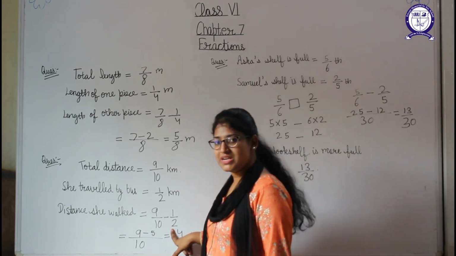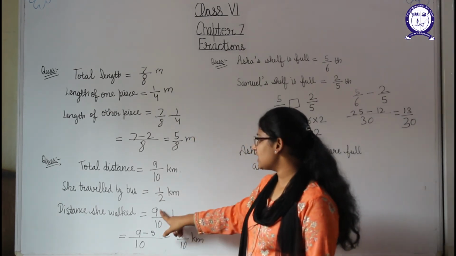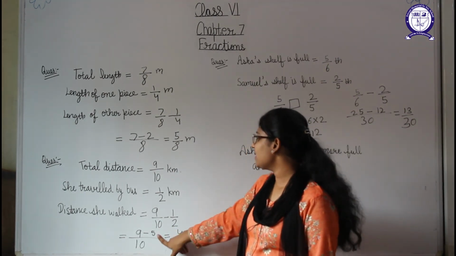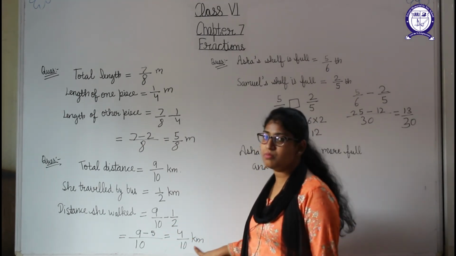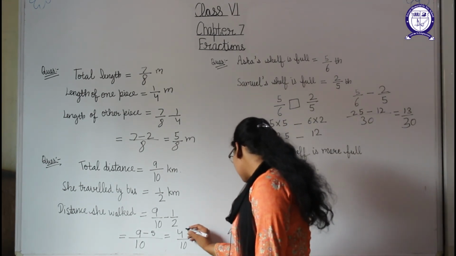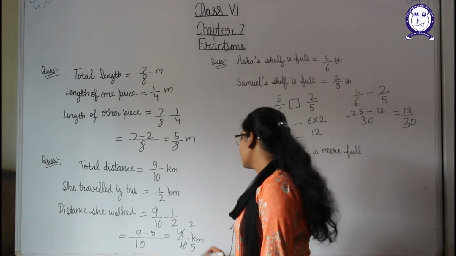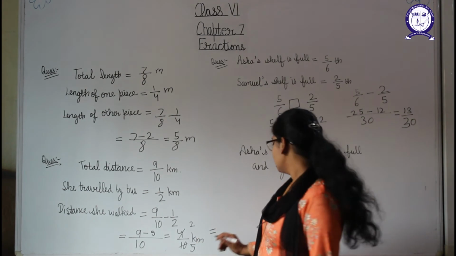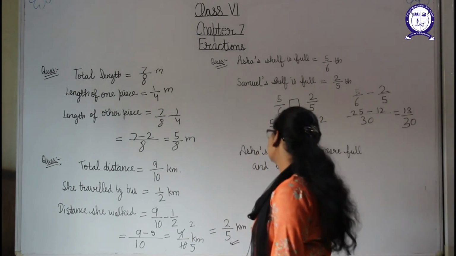So 9 by 10 minus 1 by 2, what will be the answer? We will take the LCM of 2 and 10. So LCM will be 10. So 10 is the denominator here. Now 10 divided by 10 is 1, and 9 ones is 9. Here, 10 divided by 2 gives us 5, and 5 ones is 5. Now 9 minus 5 is giving us 4, and 10 is the denominator. So 4 by 10 kilometers she will walk. And we can further simplify it. Here 4 by 10 can be cut down as 2 2s is 4 and 2 5s is 10. Or simply, we are dividing both numerator and denominator by 2 here. So we are getting 2 by 5 kilometer as our answer.